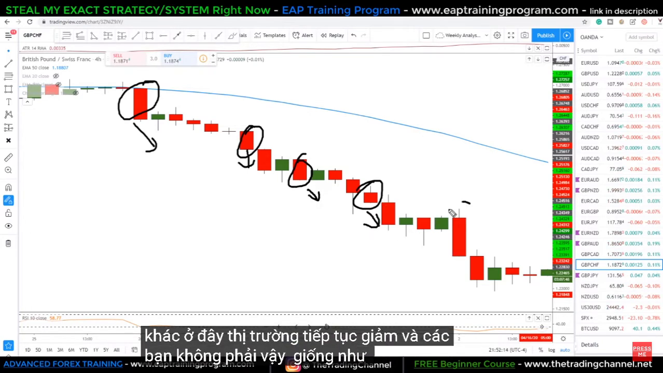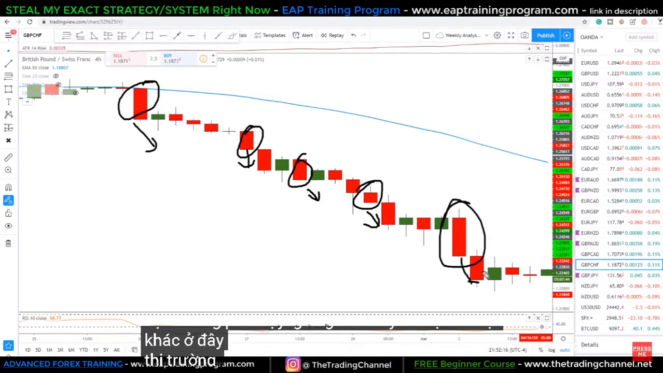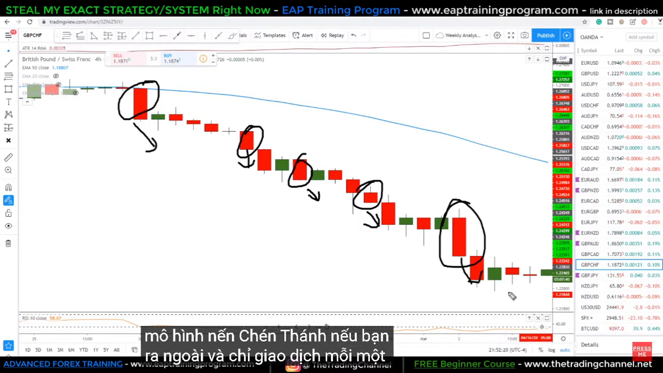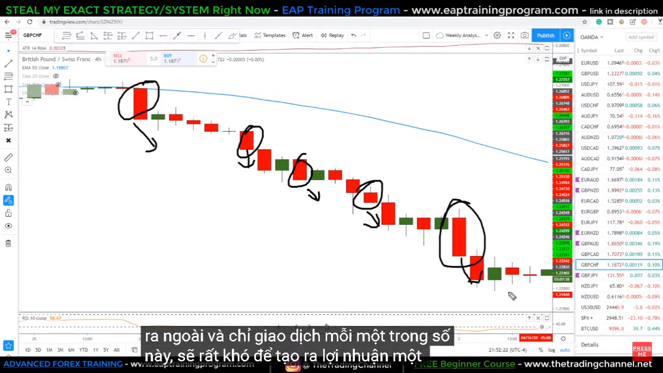And guys, it's not like this is some type of... another one here, market falls again. This is not some type of holy grail candlestick pattern. If you go out and just trade every one of these, it'll be very hard to consistently make profit.